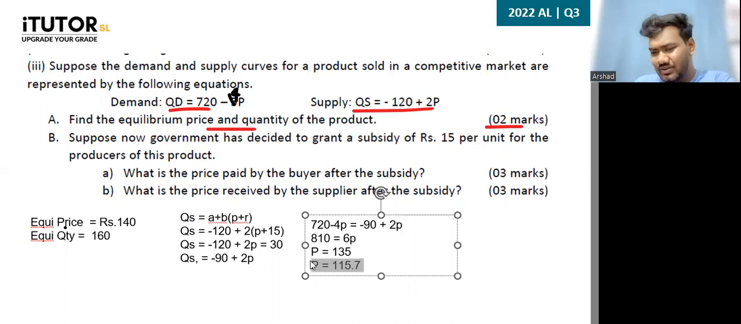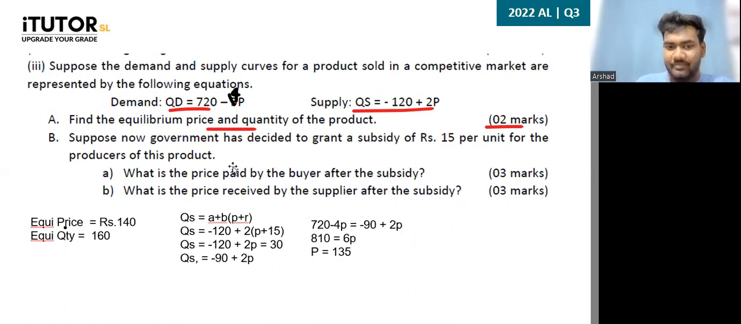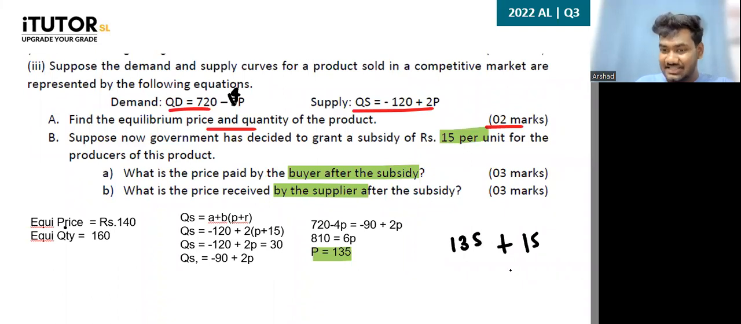Now they are not asking for equilibrium quantity, so we don't need that. What is the price paid by the buyer? It is the new equilibrium price, 135. What is the price received by the supplier? Consumer is paying 135. There is a subsidy of 15. So how much do you think the supplier would get? Supplier would get 135 plus the 15, right? Government is giving a subsidy. The supplier will get 150.